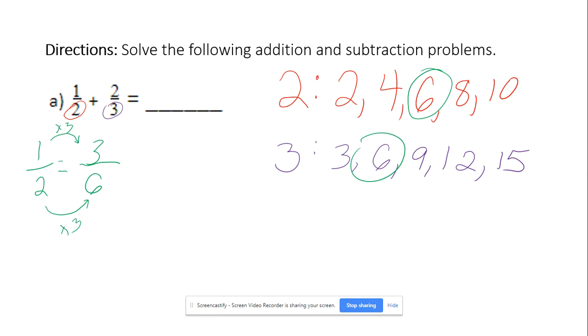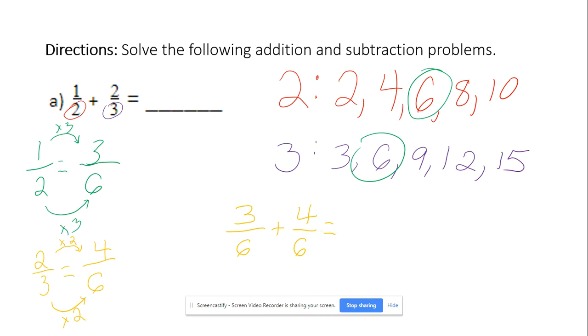Let's do 2/3 now. I want to once again make my denominator 6 because the 6 is what was circled over here. 3 times 2 equals 6. So 2 times 2 equals 4. 2/3 is equivalent to 4/6. So I'm going to be adding now 3/6 plus 4/6.